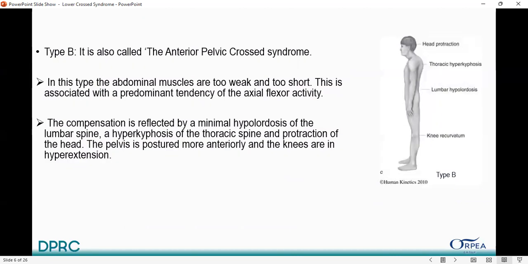Next is type B, also called anterior pelvic cross syndrome. In this type, abdominal muscles are too weak and too short. This is associated with the predominant tendency of axial flexor activity. Compensation is reflected by a minimal hyperlordosis of the lumbar spine, hyperkyphosis of the thoracic spine, and protraction of the head. The pelvis is positioned more anteriorly, and the knees are in hyperextension.